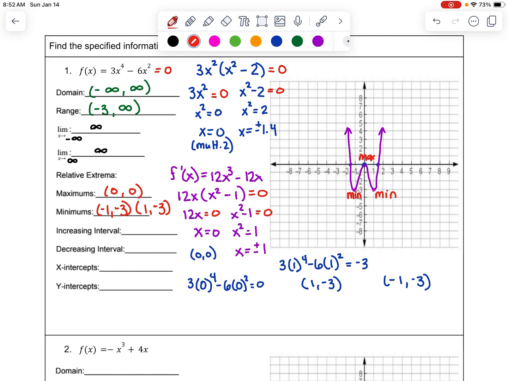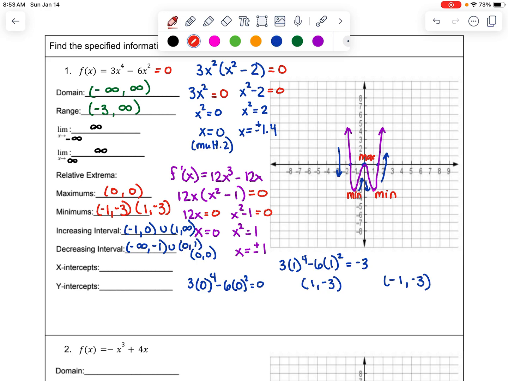Increase and decrease. You have to realize you're reading the graph from left to right. This way it's going down and back up, down and back up. As far as increasing goes, that would be from negative 1 to 0, and then union from 1 to infinity. Kind of ran out of room there. It decreases when it's going down from negative infinity to negative 1, and then again at 0, it's going to go down from 0 to 1.